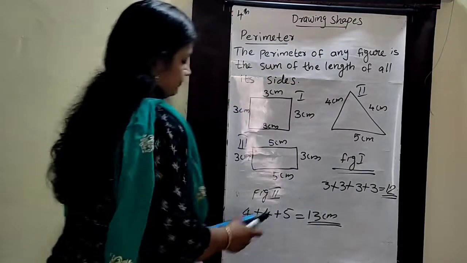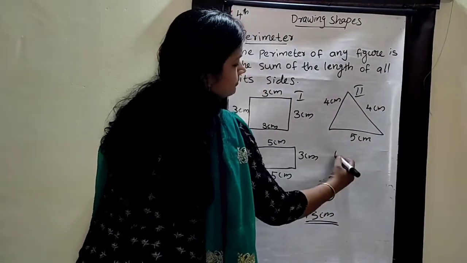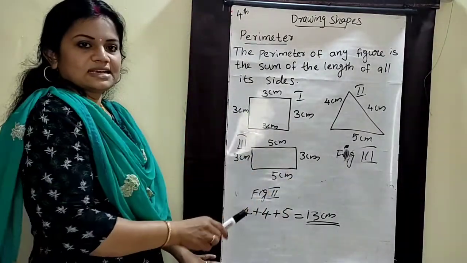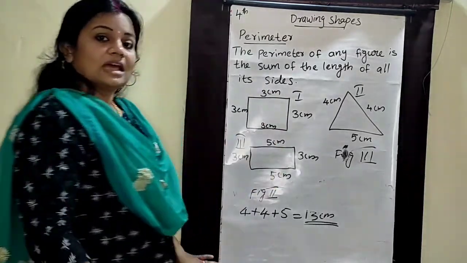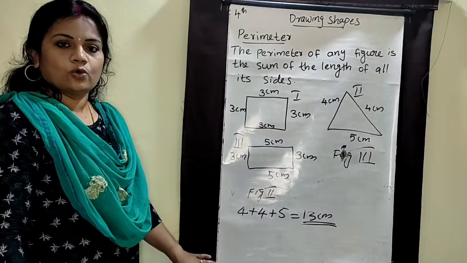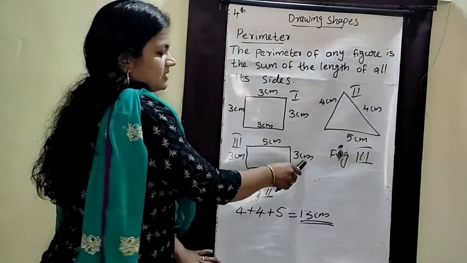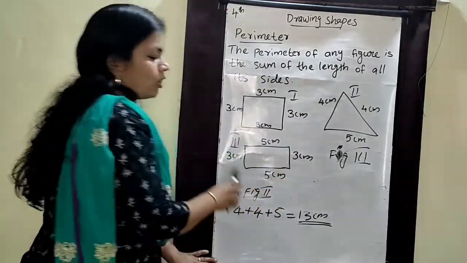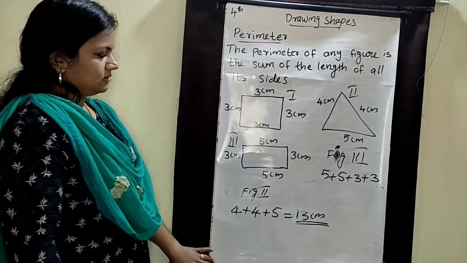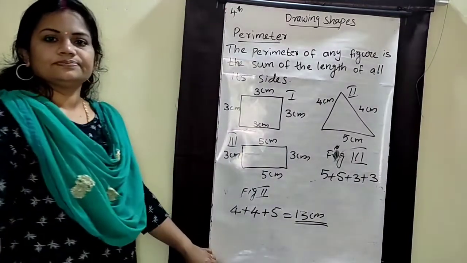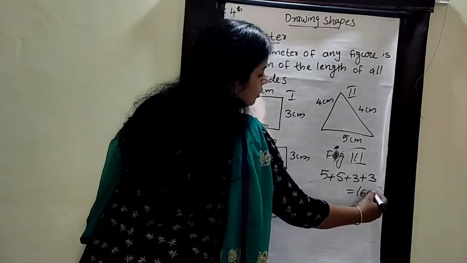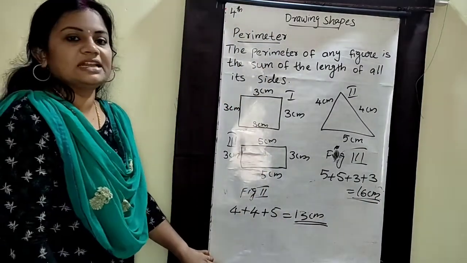Figure 3. How do we find the perimeter of figure 3? Add these 4 sides. This is a rectangle. A rectangle has a length and a breadth. We already learned the rectangle has 4 sides, and 2 opposite sides are equal. So 5 cm, 5 cm are equal, and 3 cm, 3 cm are equal. To find the perimeter, add all sides: 5 plus 5 plus 3 plus 3. 5 plus 5 is 10. 10 plus 3 is 13. 13 plus 3 is 16. So the perimeter of figure 3, this rectangle, is 16 cm.